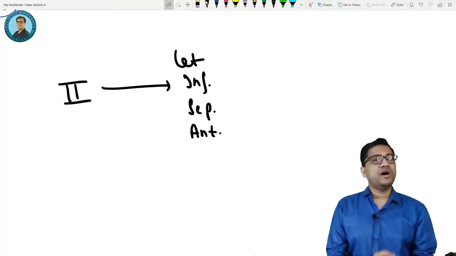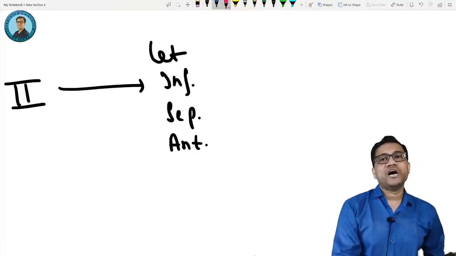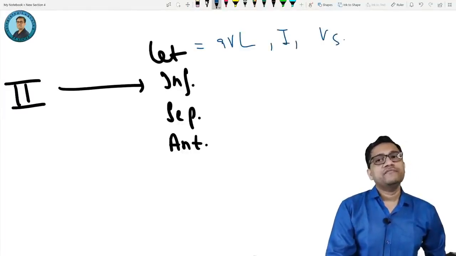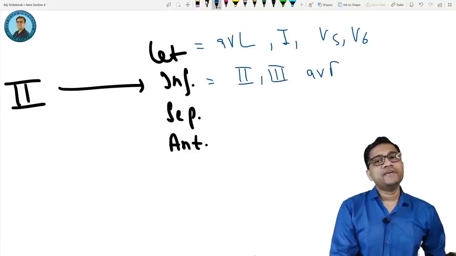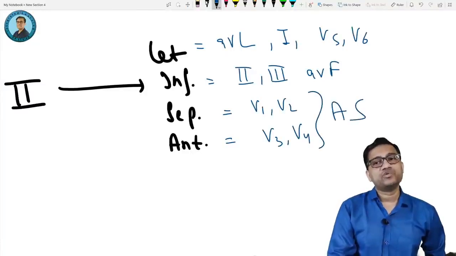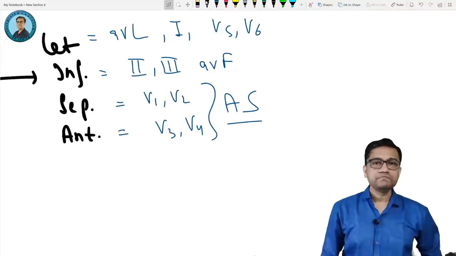So let's do our rapid summary and then we will move on, okay. Which are the lateral leads? Tell me, lateral. They are AVL, 1, V5, V6. Which are inferior? 2, 3 and AVF. Septal, V1, V2. Anterior, V3, V4. And together they are anteroseptal. Yes. Easy. Done. All clear?